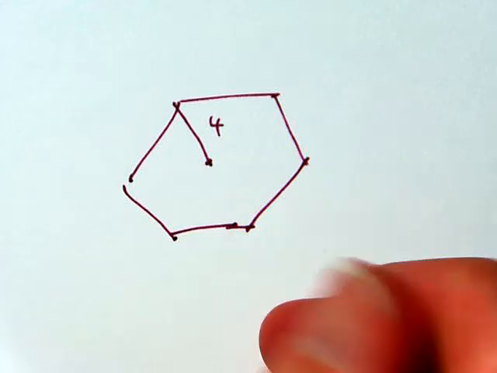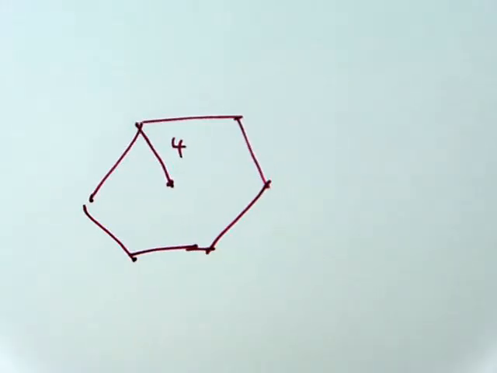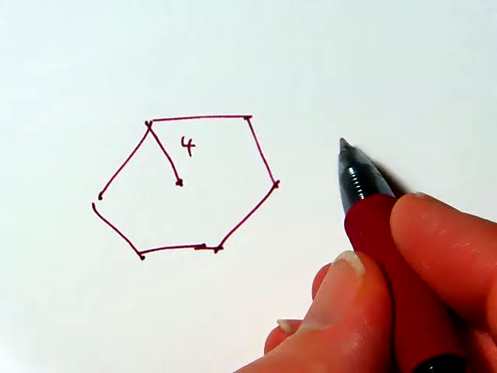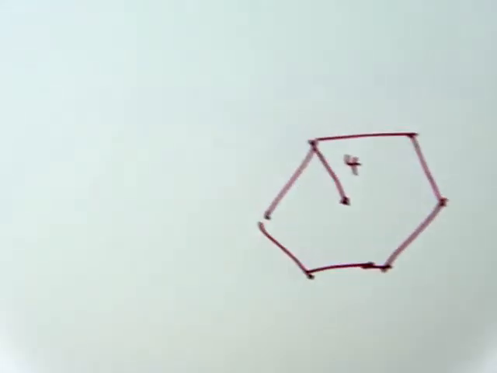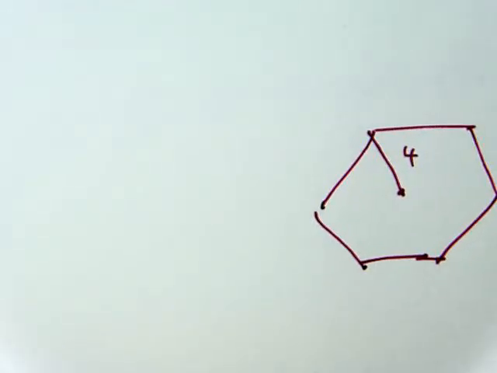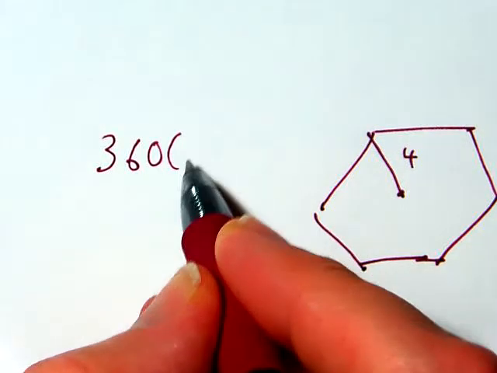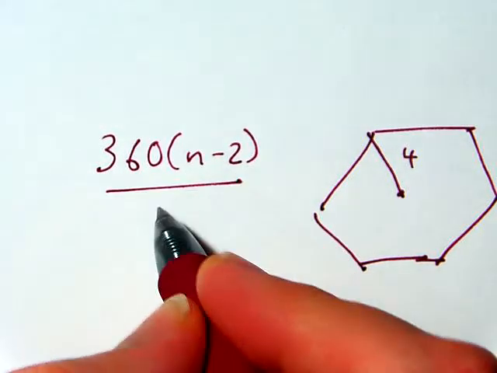First of all, if it's a regular hexagon, then the measure of each angle is going to be 360 times (n minus 2) over n.